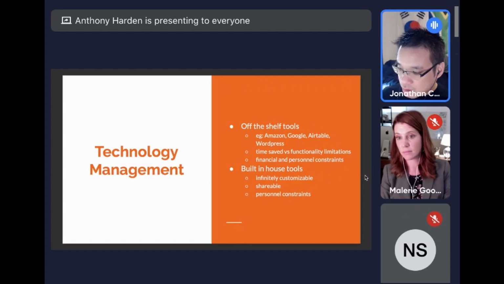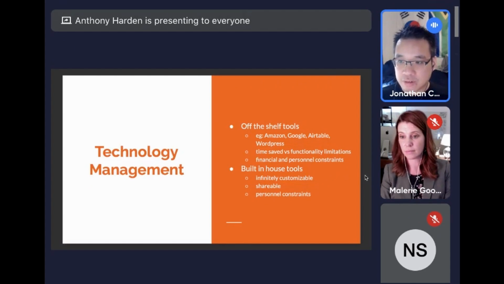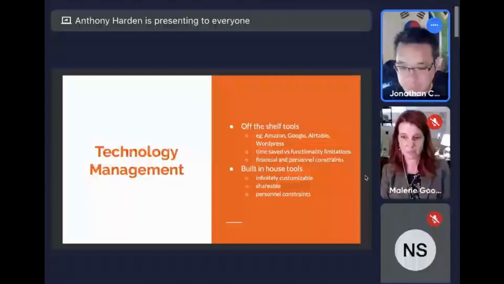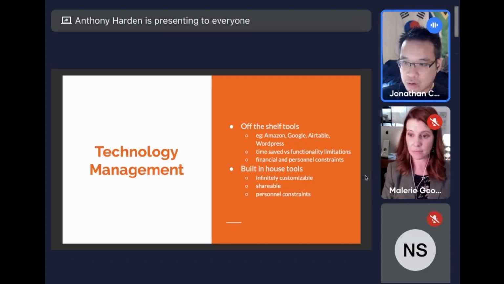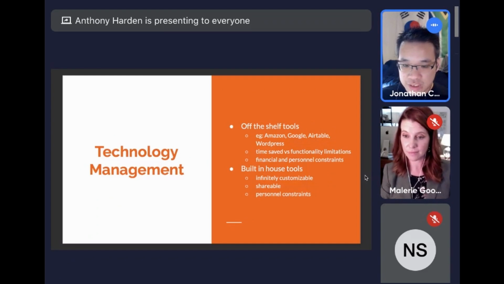And then going along with data management is this important pillar of technology management. How do we actually get these tools up and running? How do we maintain them? How do we support them? Part of the solution for us has been to use off-the-shelf tools. So these are services that are already provided by organizations like Amazon, Google, Airtable, WordPress.